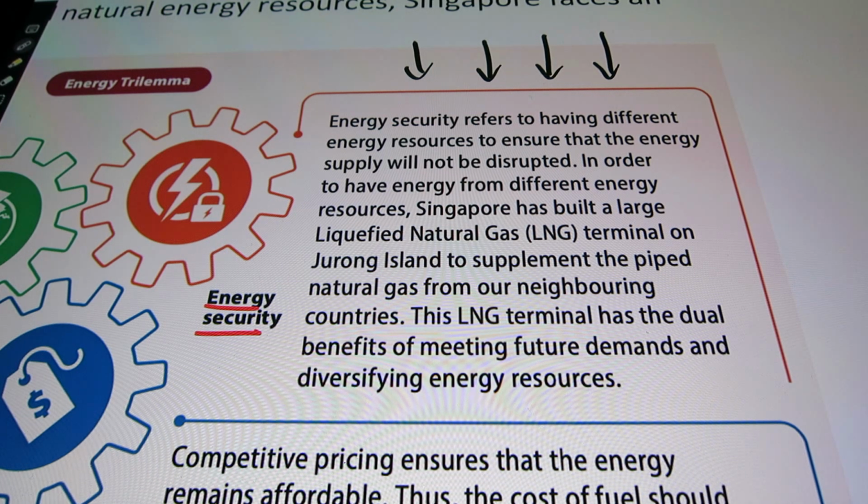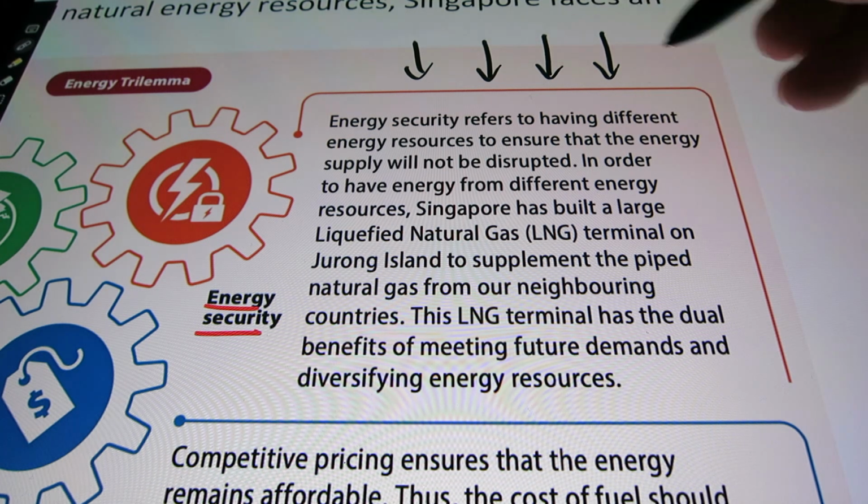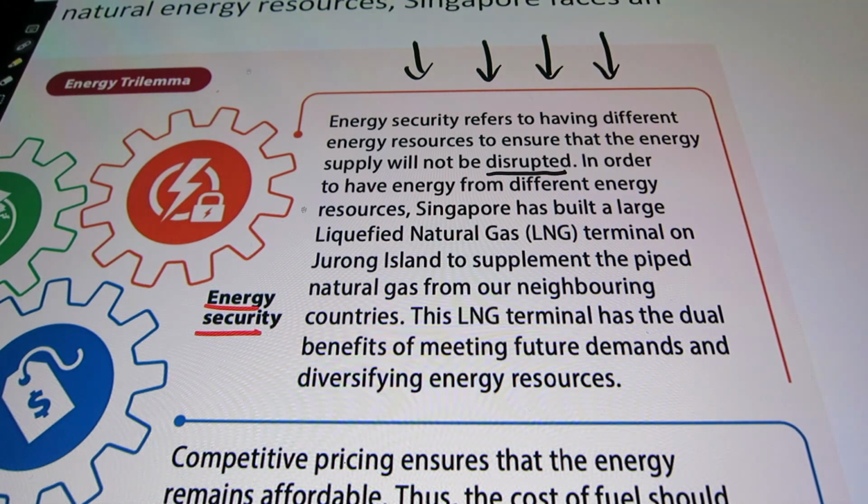So energy security refers to how secure the energy is. We don't want our energy supply to be disrupted. Alright, so that's why the way that the government does it is that we diversify our energy resources. So we have many different forms of energy resources to power our energy needs. So we have natural gas, we also have fossil fuels, we also have quite a bit of different needs.